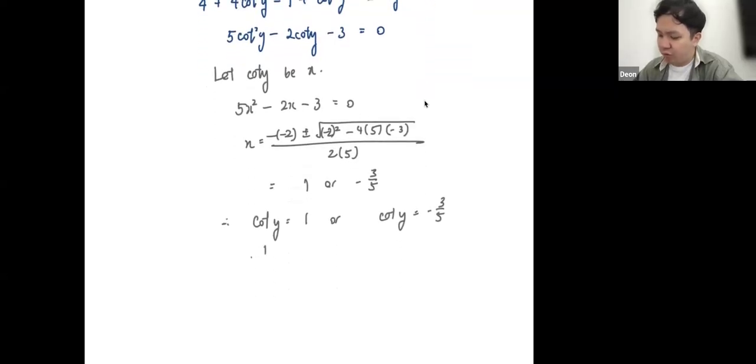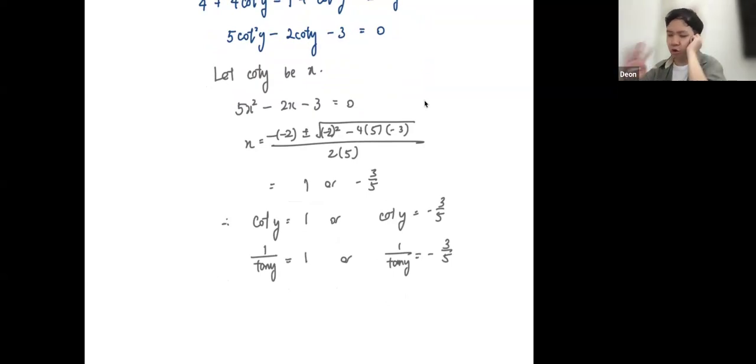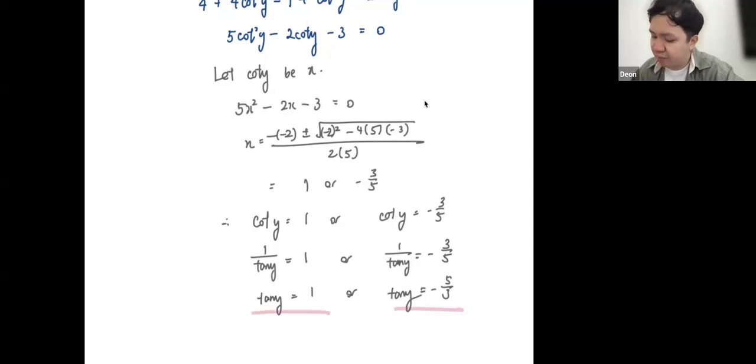Okay, so I know that 1 over tangent y is 1 or 1 over tangent y is minus 3 over 5. Then we can just flip both sides upside down. Don't need to cross multiply. You can just flip it upside down. So tangent y is 1 or tangent y is minus 5 over 3. All these steps just to get these two as my starting points.